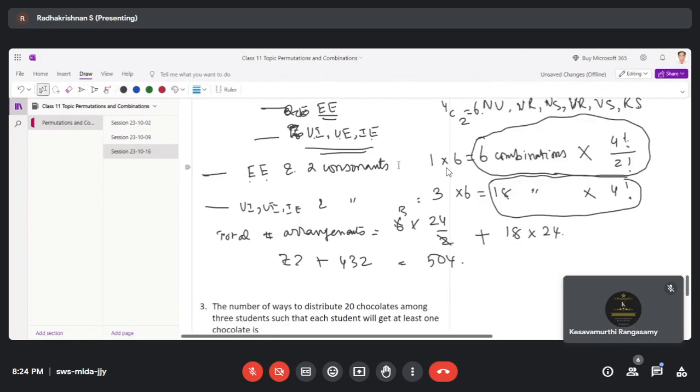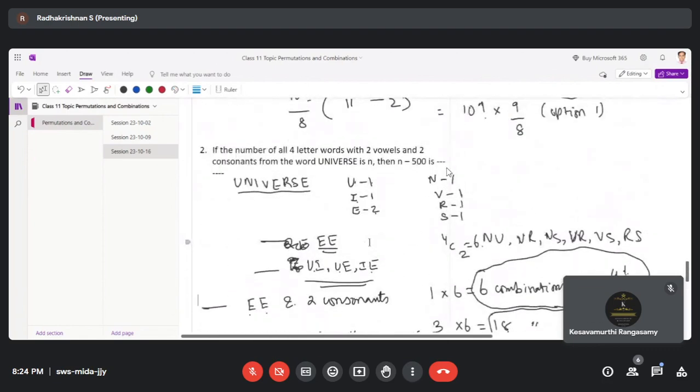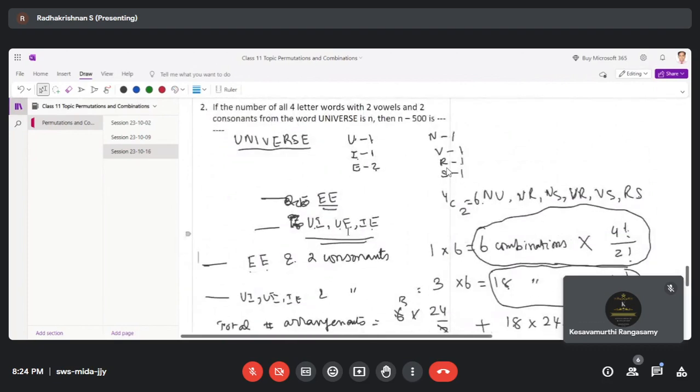So you have to be careful when you are forming the combinations and then forming the permutations. When you form the combinations, if there are repetitions, you have to consider them separately. How many combinations have repetition, how many have no repetition, you have to treat them separately, because the arrangement count formula is going to be different in these two scenarios. So that is why we have done it like this. In this way we can do 504 arrangements in total. So n is equal to 504. So n minus 500 will be 4.